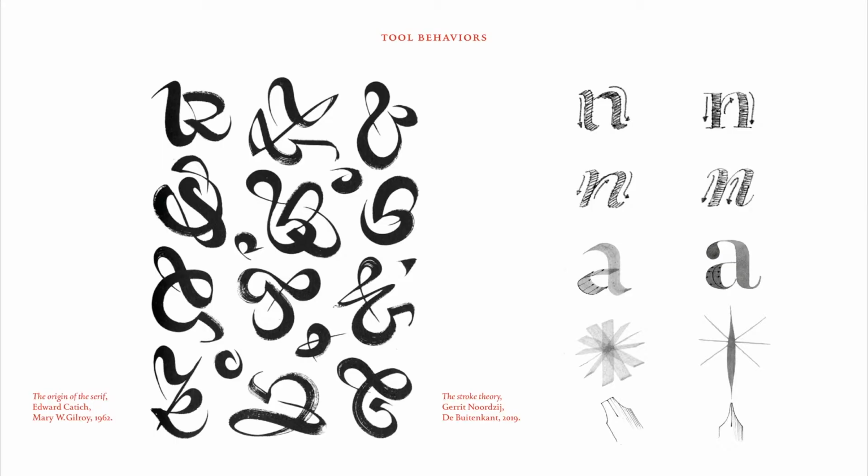Now let's see how the brush behaves as a tool. On the left side, we observe the freedom such a tool offers. Using angle rotation allows infinite variations in weight and contrast. And this is also why Roman capitals are so hard to calligraph. The brush is a very difficult tool to control due to its flexibility. Other tools such as nibs are more rigid and they define very specific kinds of shapes. And this has been studied by Gerrit Noordzij in the well-known stroke theory.